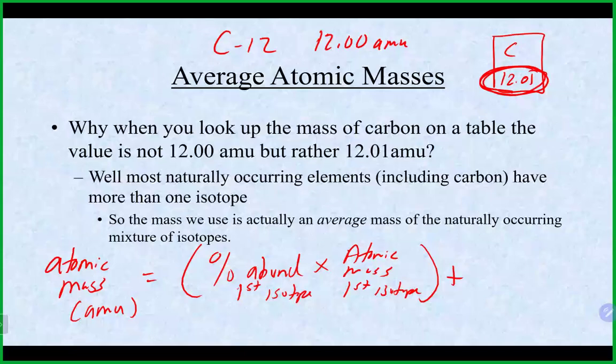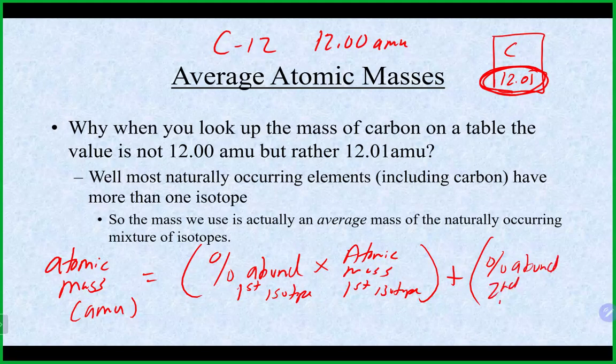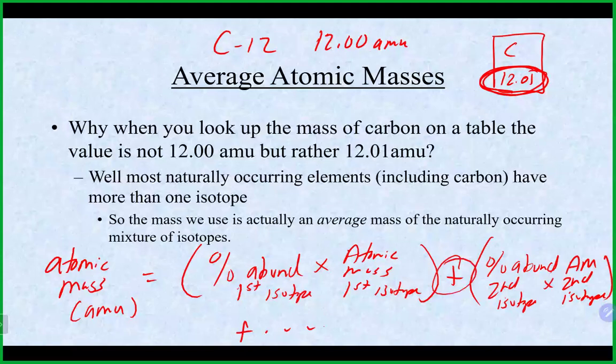Then what you do is add it to the percent abundance of the second isotope times the atomic mass of the second isotope. And you continue that pattern depending on how many isotopes you have. You're actually adding here, and for some reason people always want to multiply when they do this calculation, but you are adding in between those things.